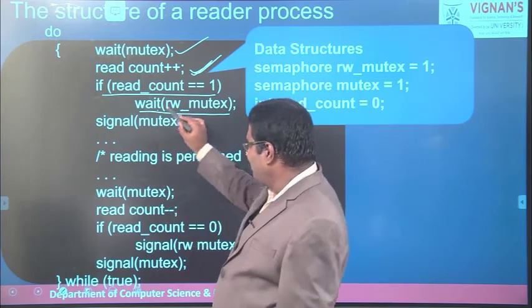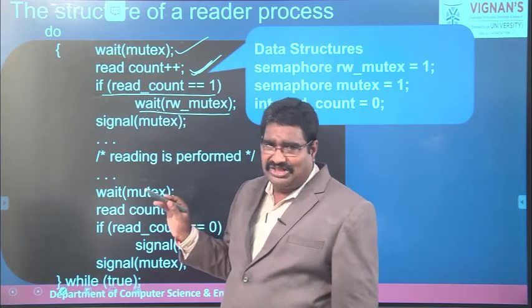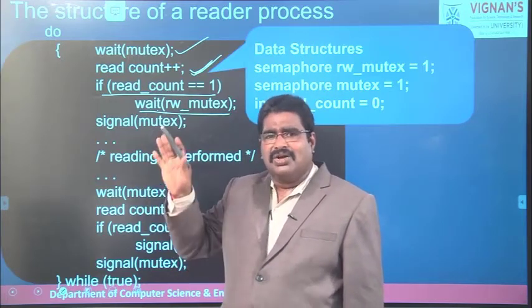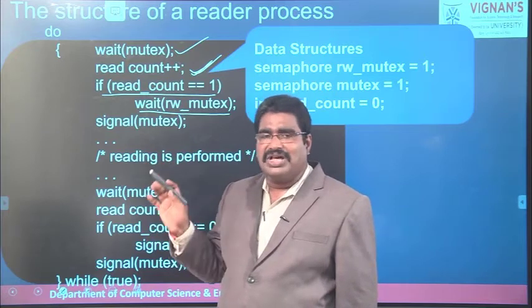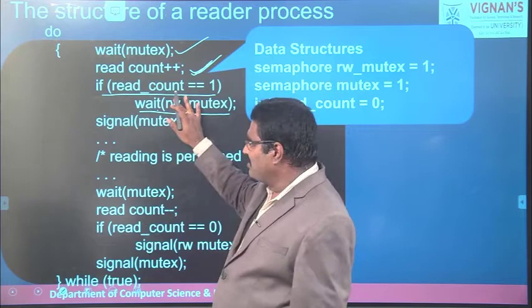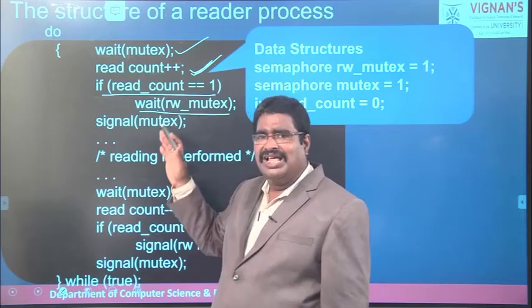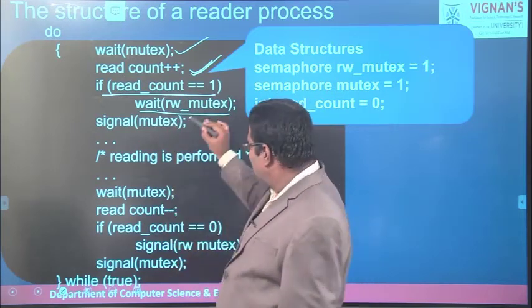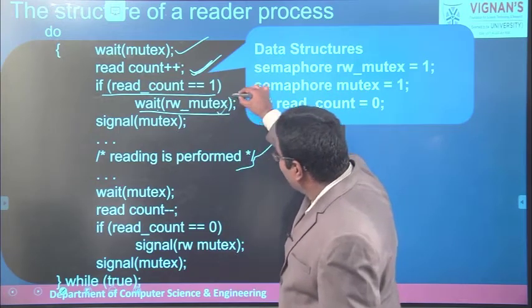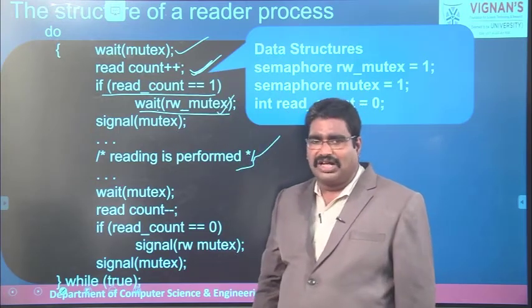To achieve that, we write the condition: if read count is equal to 1, that is, this reader process is the first reader process. Now we are verifying whether any writer is performing the write operation. This reader must be blocked. It must wait until the write operation is completed. To achieve that, we are using wait RW mutex. I hope you understand why we write the wait RW mutex.